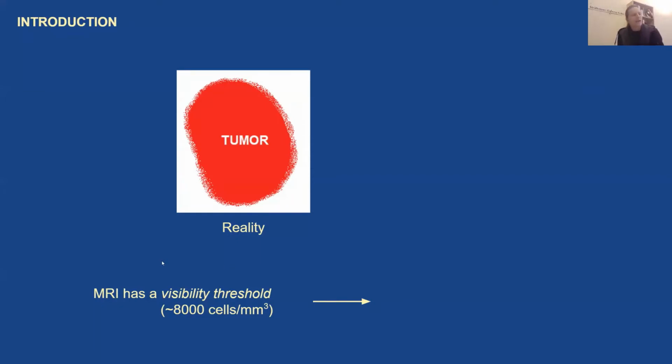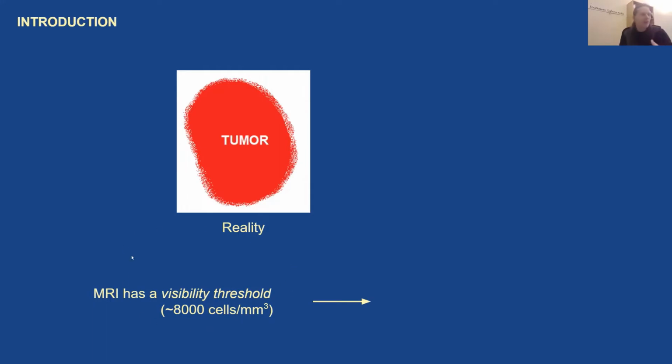However, MRI has a visibility threshold. We cannot see, for example, one tumor cell. We need to reach a certain threshold of tumor cell concentration before we can actually recognize that it is infiltrated tissue. A number that has been cited is 8,000 cells per cubic millimeter. This, of course, depends on what modality you're using, what techniques, but it's one number that's been cited, and we're going to get back to that number.